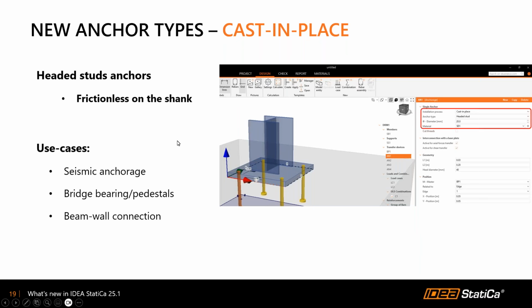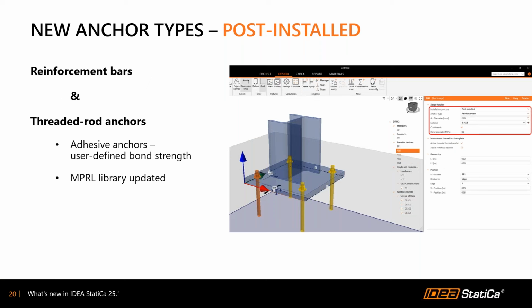Okay, so let's move to post-installed anchors. It's a secondary installation process that you can use for anchoring, and we just implemented reinforcement bars and the threaded rods, where we inserted or added some user-defined bond strength, and the MPRL library is updated accordingly.